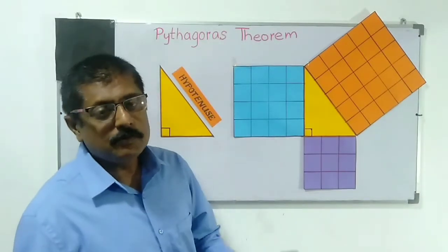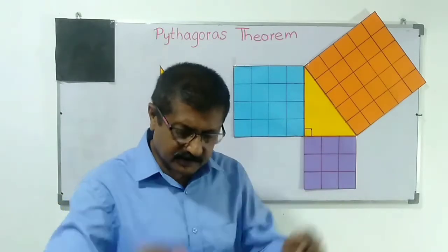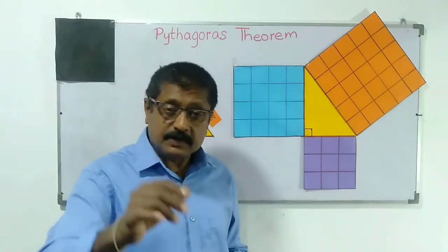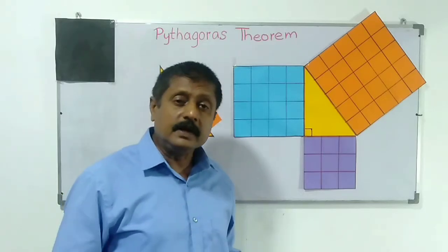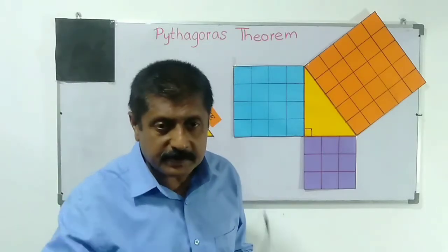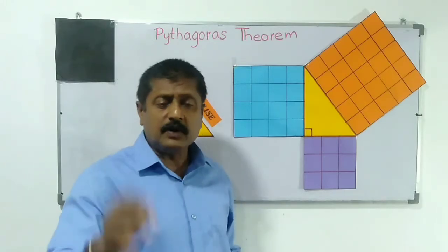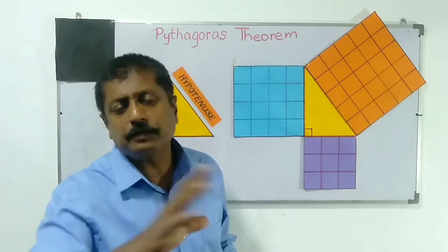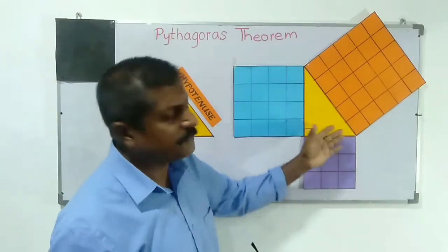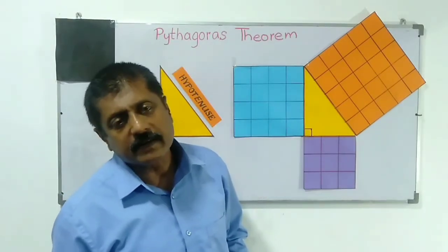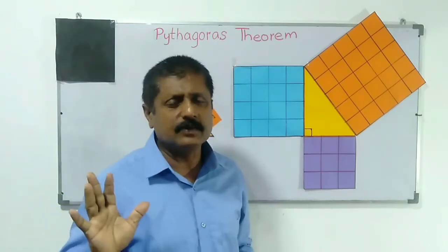Now today we are going to discuss Pythagoras Theorem. Now what is Pythagoras Theorem? Who is Pythagoras? Pythagoras was a mathematician, a great philosopher that lived nearly 2500 years ago. Nearly 2500 years ago, he found a very special relationship among the sides of a right angle triangle. Not an ordinary triangle, it is about a right angle triangle, not any other triangle.